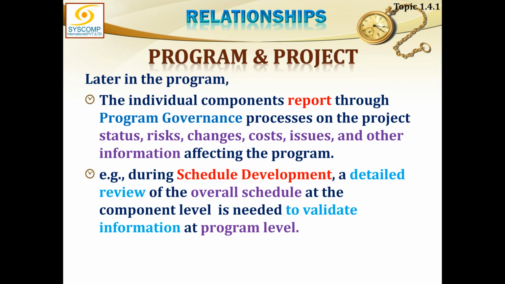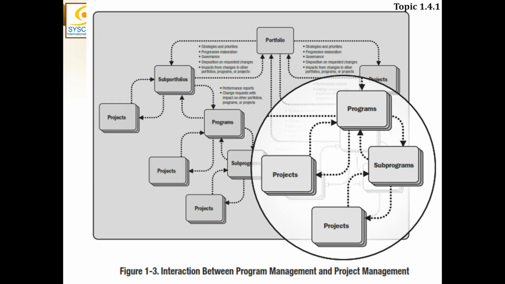For example, during schedule development, a detailed review of the overall schedule at the component level is needed to validate information at program level. For this validation, I said third party and audits. So this is an interaction between the program and project level. The program is interacting with the project. Information is flowing up and down both ways. I've shown this diagram earlier to you, but this is a cutout from the project and program interaction.